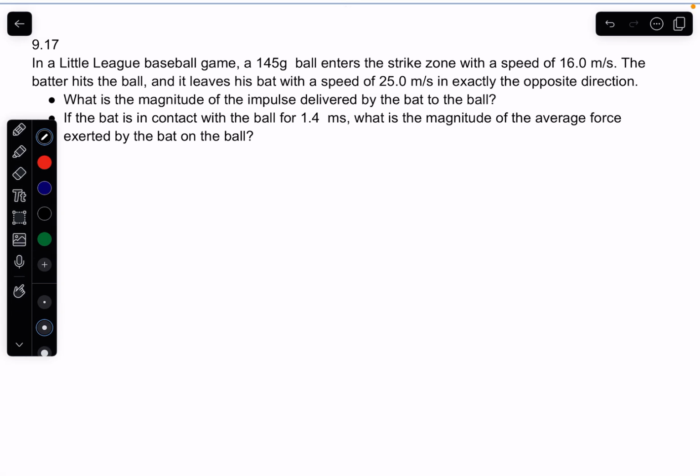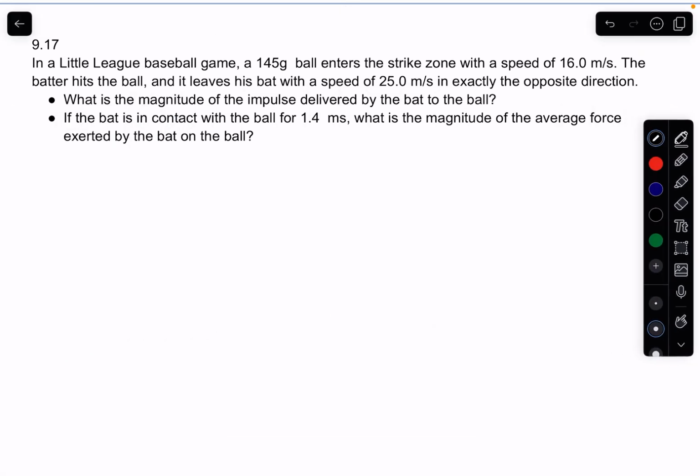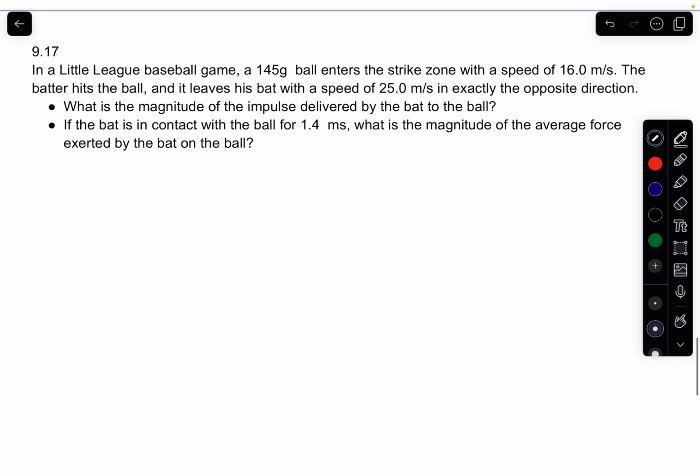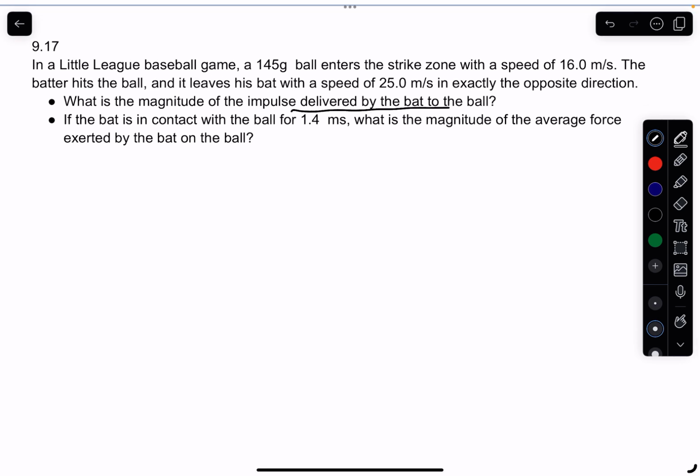Now this question is a tad bit tricky, actually on part B. Part A isn't bad at all. So the question is, what is the magnitude of the impulse delivered by the bat to the ball? We've got a mass and we've got a velocity. So the impulse is going to be, no, it's part A, yeah.